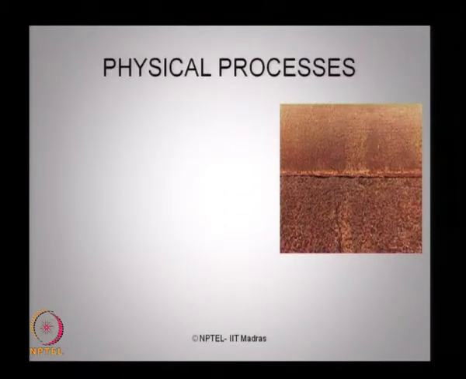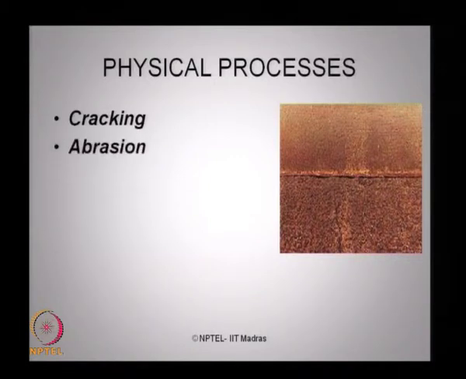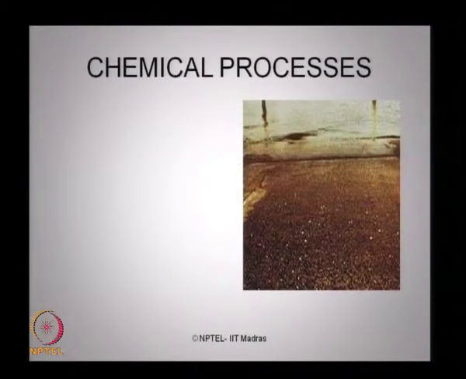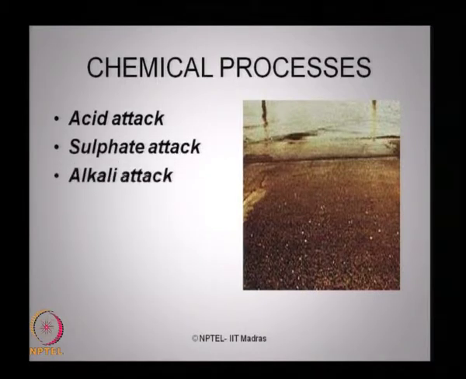If you look at the physical process much closer, the photograph shows you here the result of cracking, abrasion, frost and deicing salts which are appearing on the surface of concrete member as you see here. Chemical process can result from acid attack, sulfate attack or alkali attack, which forms a white compound or white surface on the surface area of the concrete, as well as patches having brownish and white compound on the surface.